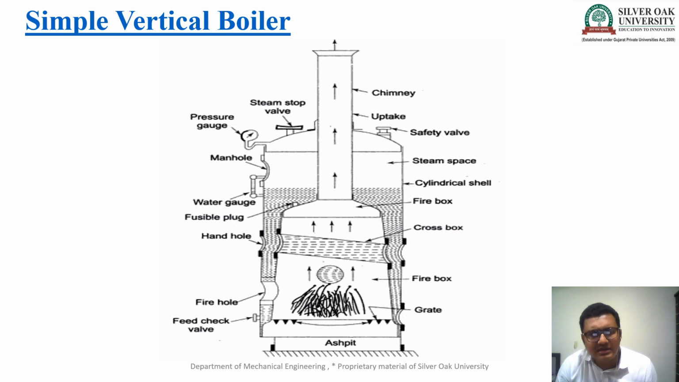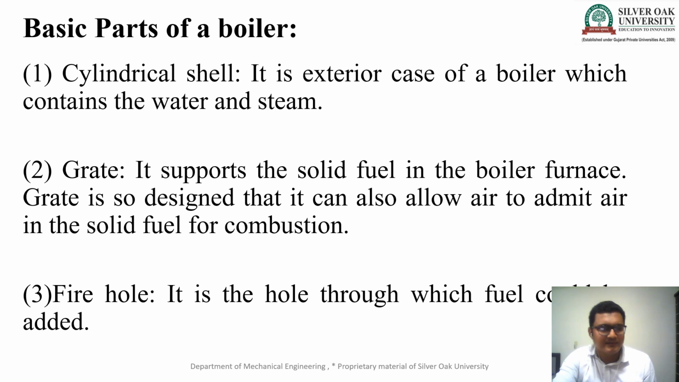So there are certain mountings and accessories, which we will discuss in detail in the subsequent lectures. But here we discuss the certain parts and functions of the vertical boiler. Now, the first one is the cylindrical shell. What is the cylindrical shell? It is the exterior case of the boiler which contains the water and steam. That is called the cylindrical shell.